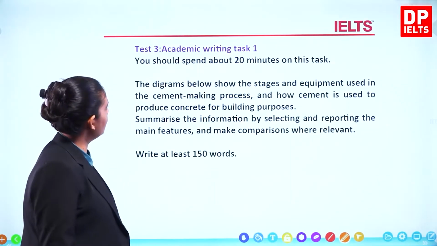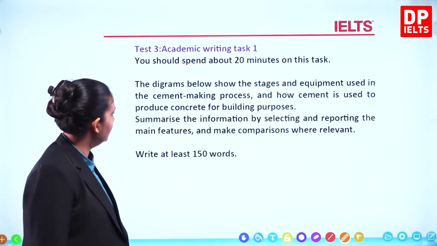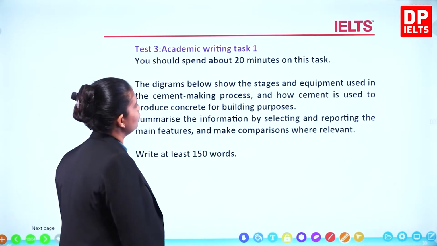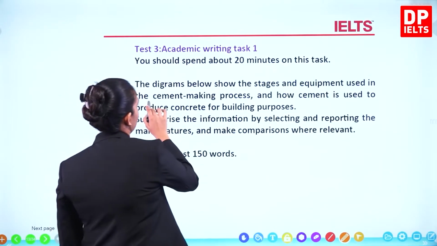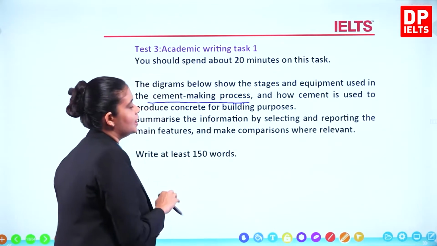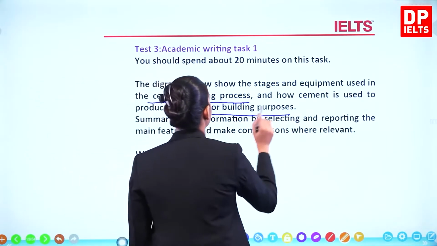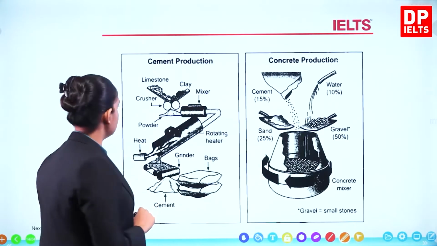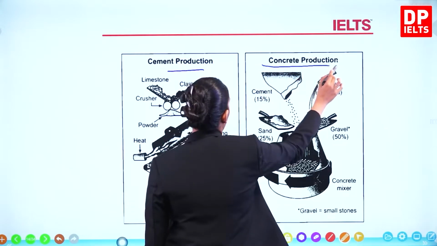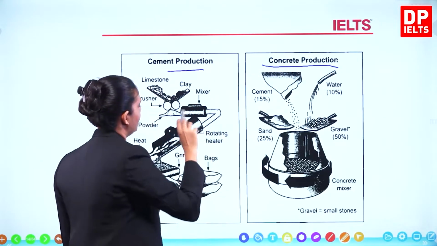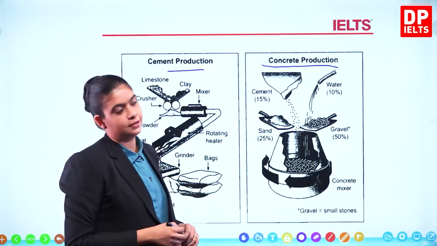Right, so moving on, we're going to have a look at test 3, academic writing task 1. Now here, the diagrams show the stages and the equipment used in the cement making process and how cement is used to produce concrete for building purposes. So this is a process. You can see how cement is produced and then how concrete is then produced. So you have cement and then you use cement to produce concrete.